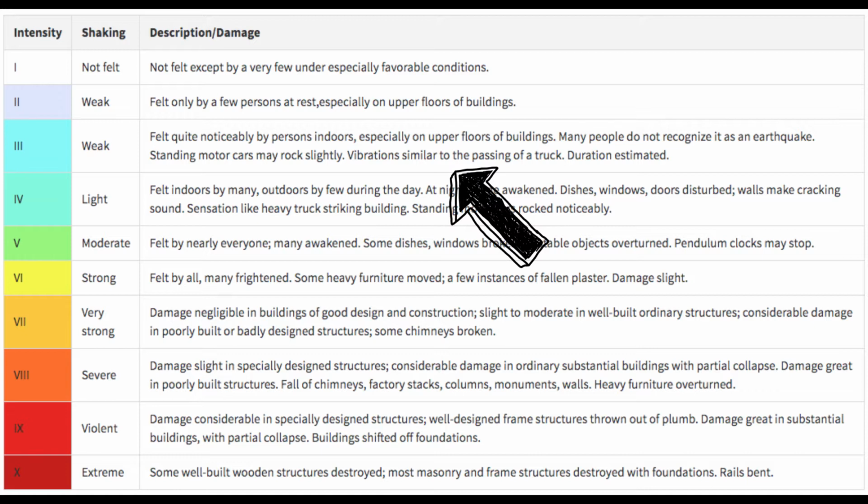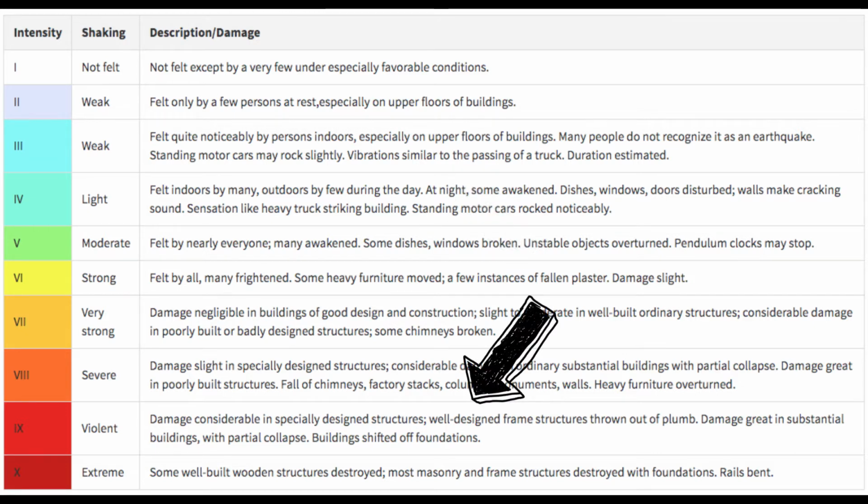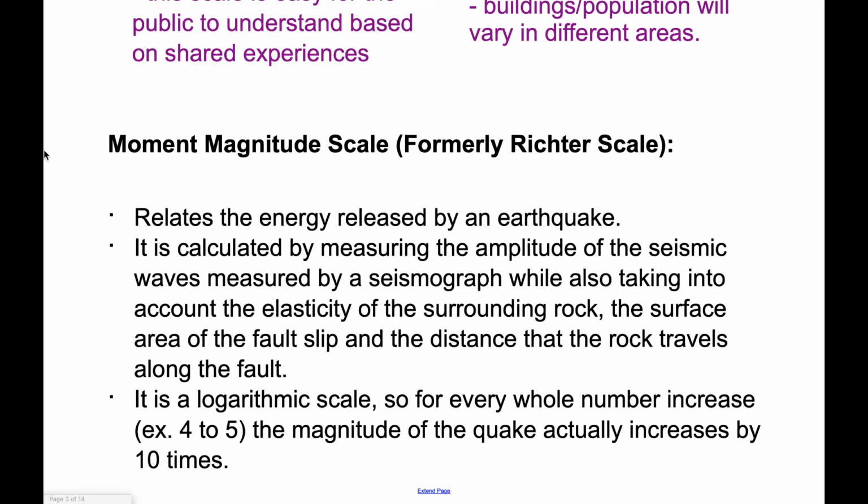Standing motor cars may rock slightly. Vibrations could be similar to the passing of a truck. Whereas a level 9 earthquake would be classified as violent, damage considerable in specially designed structures, well-designed frame structures thrown out of plumb. This obviously depends very much on the structures that are present. So obviously this wasn't a great scale to use for everyone. There is a better scale. It used to be called the Richter scale. Now it's called the moment magnitude scale.